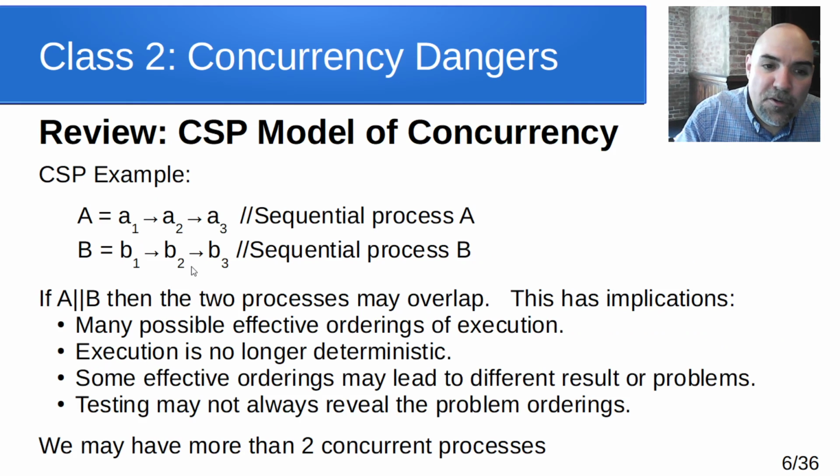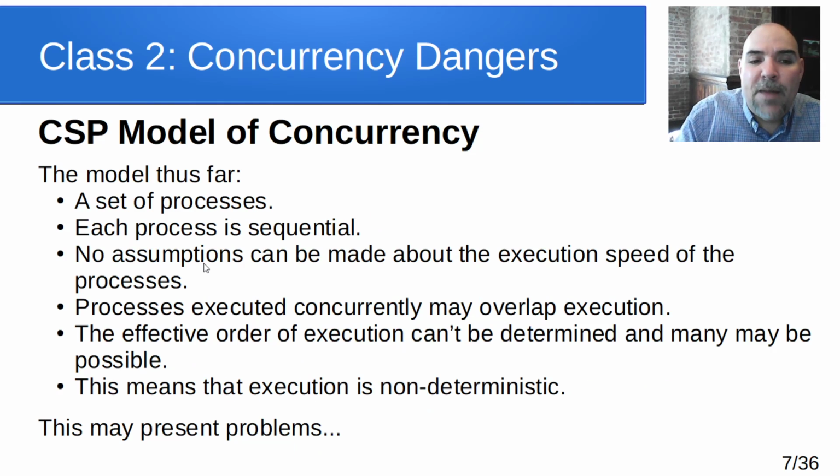And there might be a very large number of them that are possible. Even with just these 2 little things like this, there are 20 possible effective orders of execution with just 2 processes with 3 instructions each. And if we make those 4 instructions each, it's even larger, and it grows very rapidly. So that means that execution is non-deterministic. We're going to get one of the orderings, but we can't predict which one. Some may be more probable than others based on the timing of the code and the way the system runs, but we can't predict which of the orderings we're going to get. So that non-determinism and all of those possible orderings could present problems.